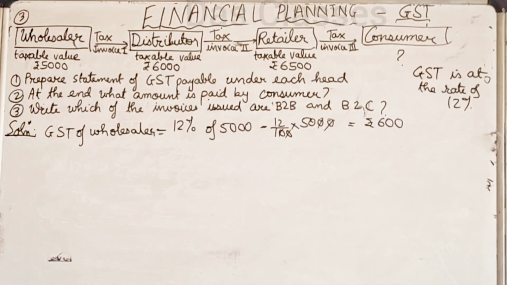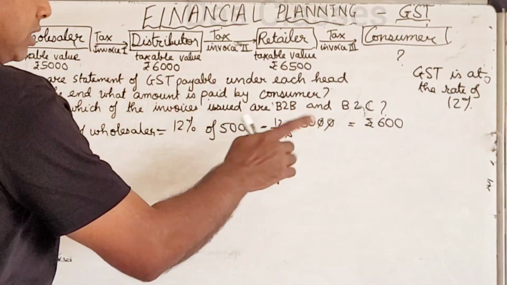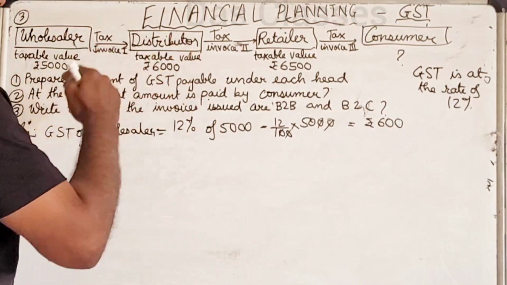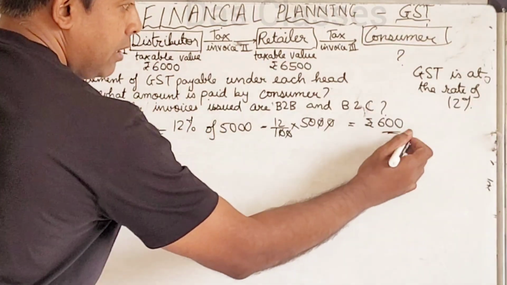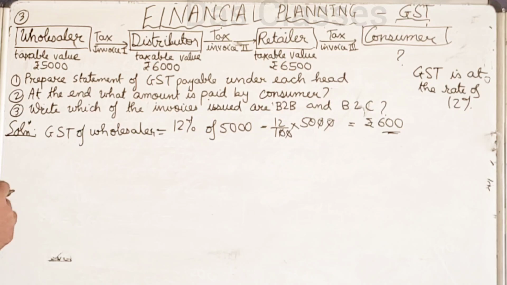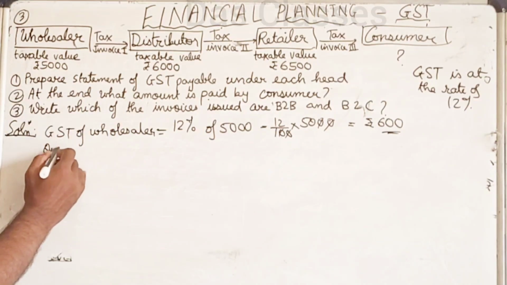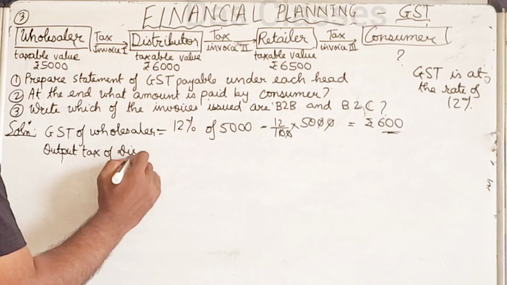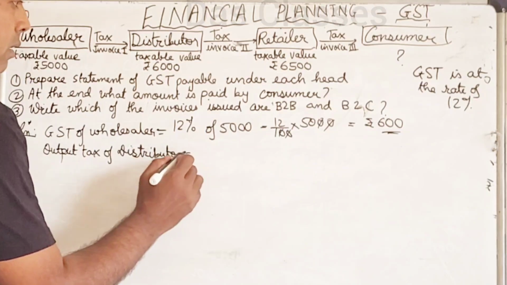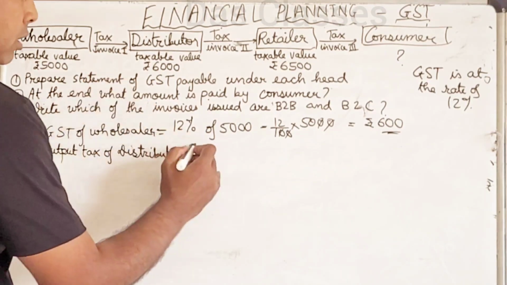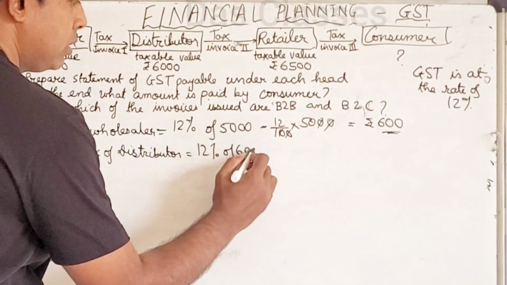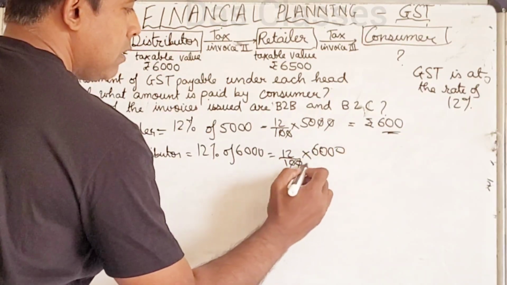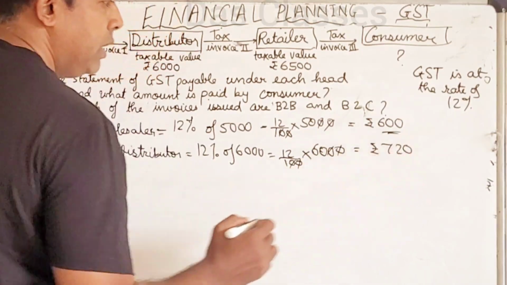Now in the case of the distributor, the 600 is going to be the tax on the price at which the wholesaler has sold, that is, the price at which the distributor has purchased. So this 600 is going to be his input tax. Now let's find out the output tax of the distributor. What is going to be the output tax? Again, 12% of 6,000. That is 12 upon 100 into 6,000. That comes to 720 rupees.